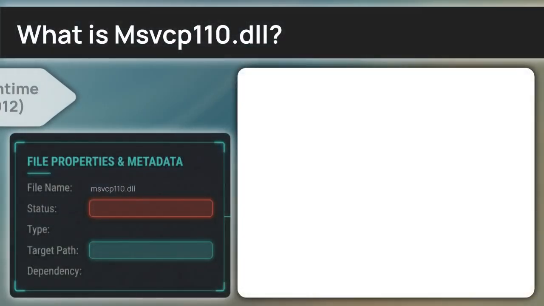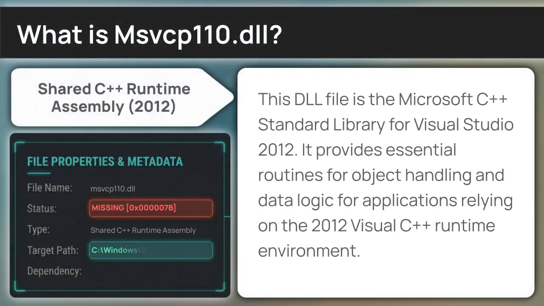This DLL file is the Microsoft C++ standard library for Visual Studio 2012. It provides essential routines for object handling and data logic for applications relying on the 2012 Visual C++ runtime environment.